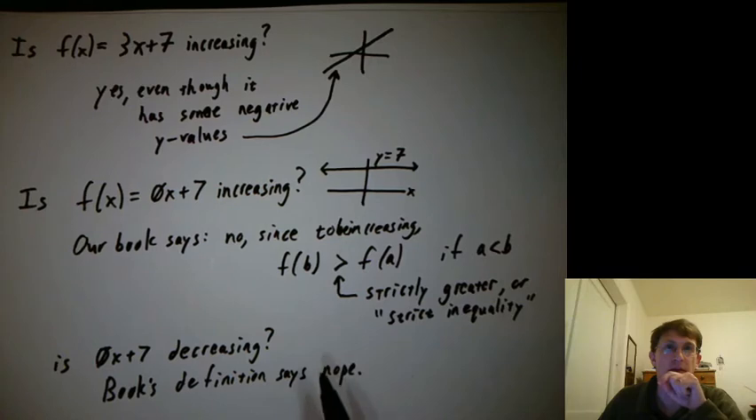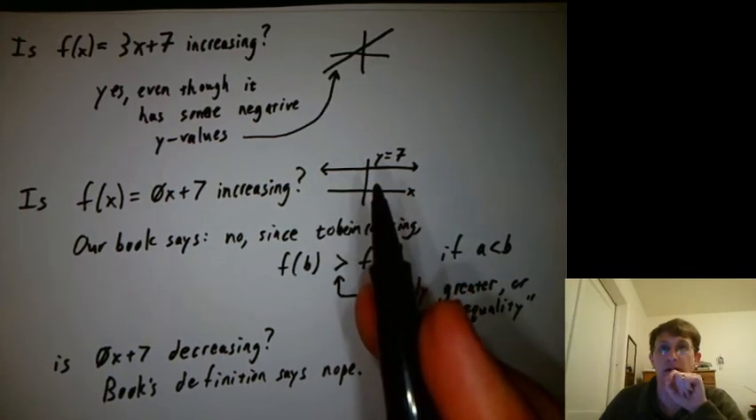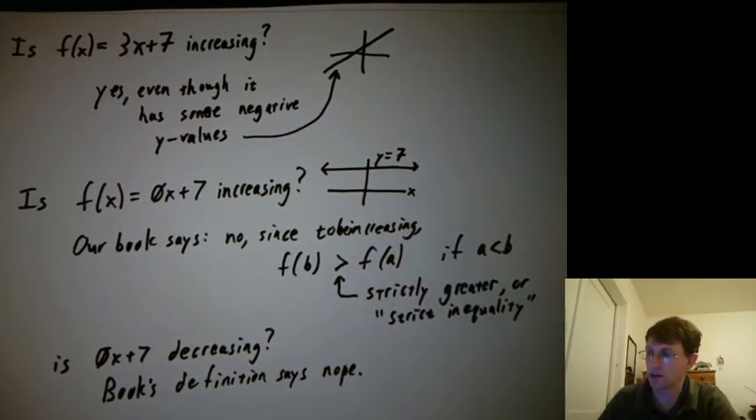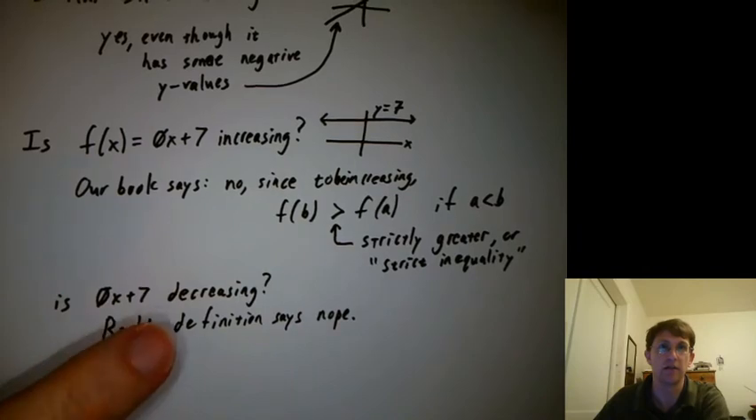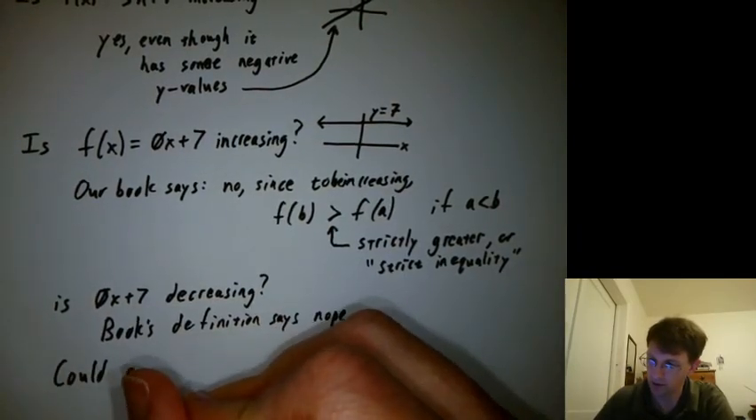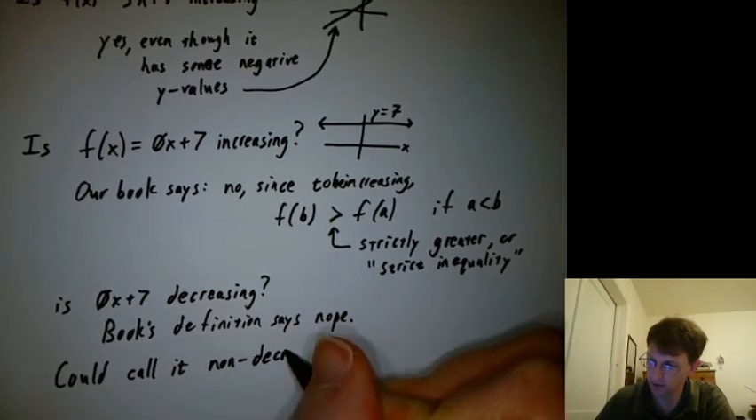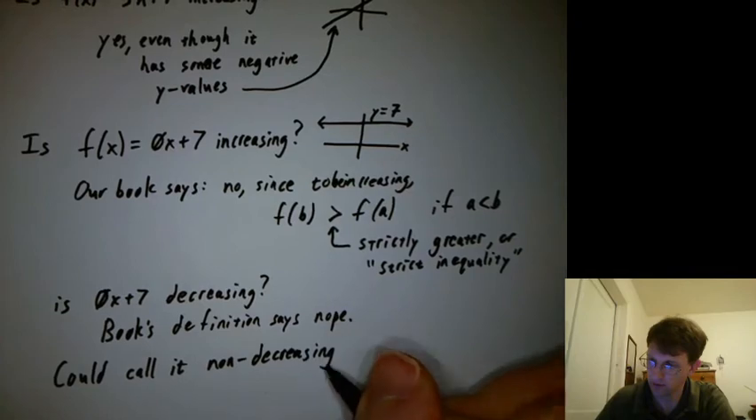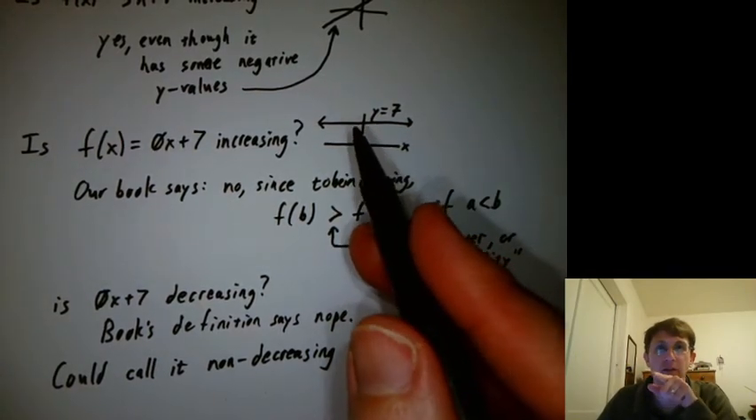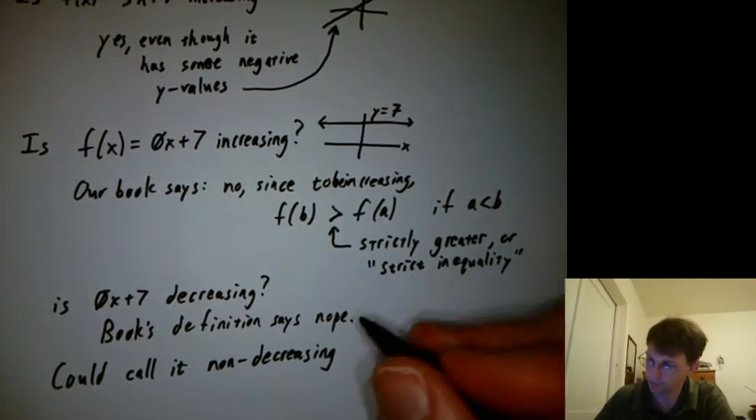Could we say though that this is non-decreasing? Maybe not the opposite of increasing, but a more general version of increasing would be non-decreasing. Because we just said, is it decreasing? No. So we could call it non-decreasing. Sorry, I just said it, didn't I? We could call this function non-decreasing. We could also call it non-increasing.